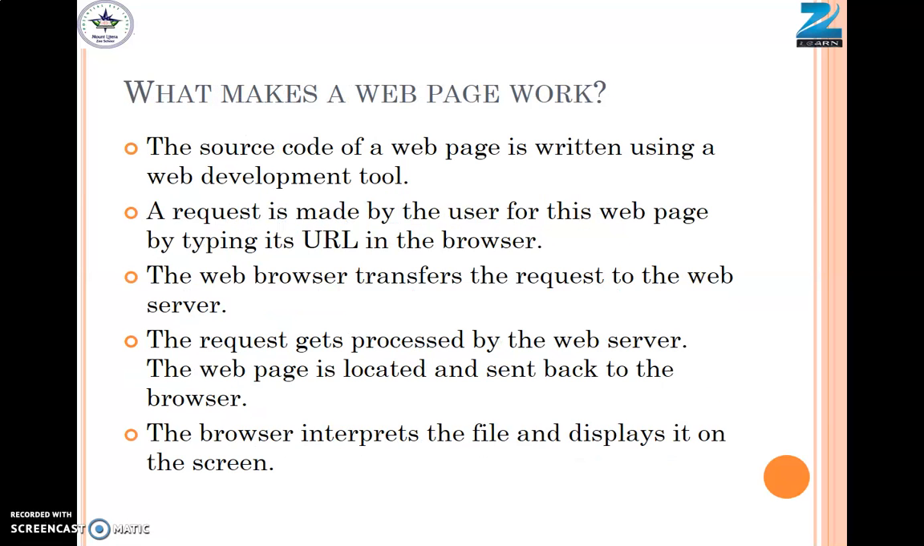What makes a web page work? The source code of a web page is written using a web development tool. A request is made by the user for this web page by typing its URL in the browser. The web browser transfers the request to the web server. The request gets processed by the web server. The web page is located and sent back to the browser. The browser interprets the file and displays it on the screen.